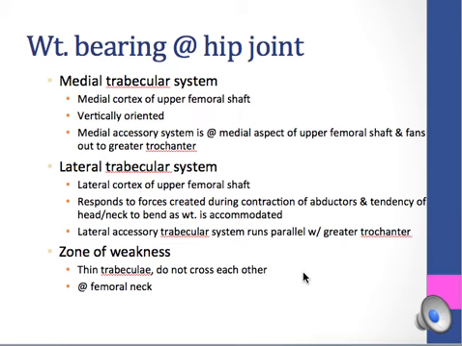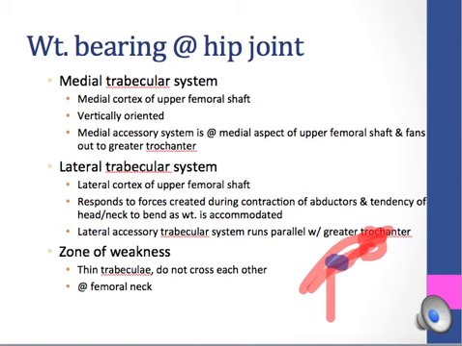If we have our neck right this way, and this is where our medial trabeculae is, and then our lateral comes into that, right? It's right where that angle of inclination is, where that zone really of weakness is. And the trabeculae don't cross each other at that, right at that femoral neck.